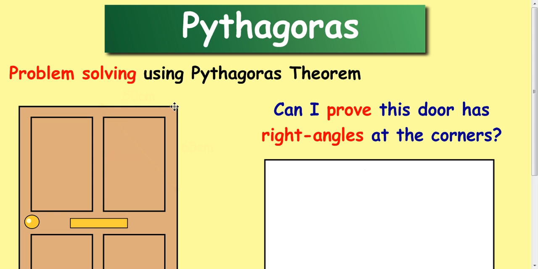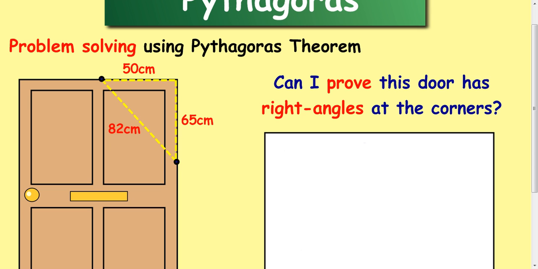then what you can do is create a right angle triangle on the corner and do measurements. So you could create a dot here and measure along, say that was 50, and measure down 65, and then measure diagonally and say that came to 82. Basically, if Pythagoras works on this, then it must be a right angle, because Pythagoras only works on a right angle. So we can do that by seeing if this hypotenuse comes to 82.